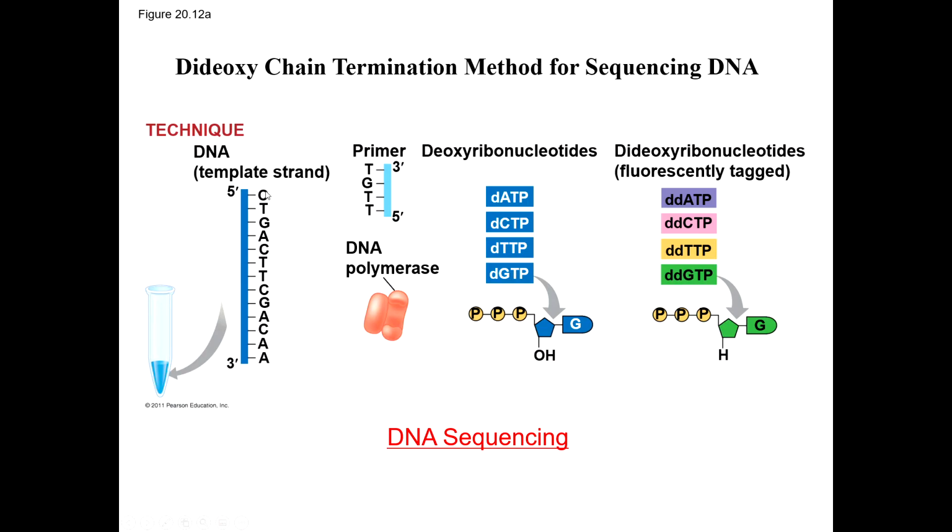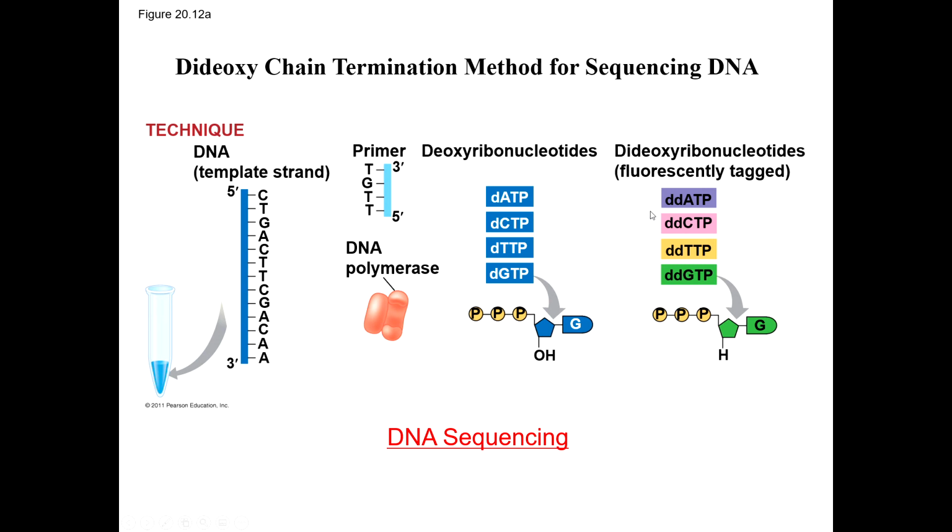So let's say we have this sequence right here that we want to identify. So we take the unknown piece of DNA and we put it in this machine. And of course, we have to have all the same ingredients needed to replicate any DNA, which means we need DNA polymerase, we need a primer, and we need a source of A's, T's, G's, and C's.